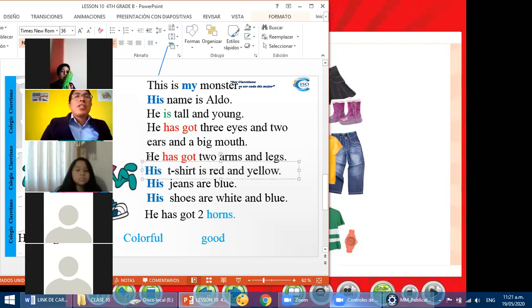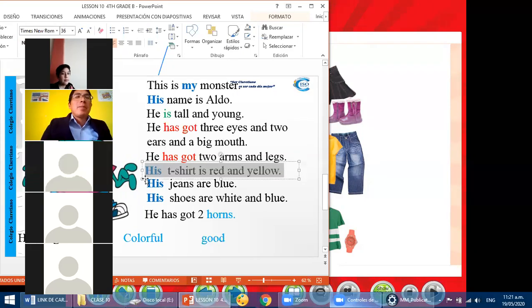Por cada prenda, tienes que formar oración. His t-shirt is red and yellow. His jeans are blue. His shoes are white and blue.